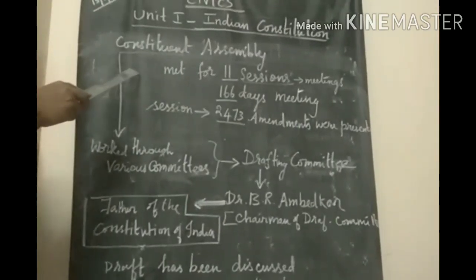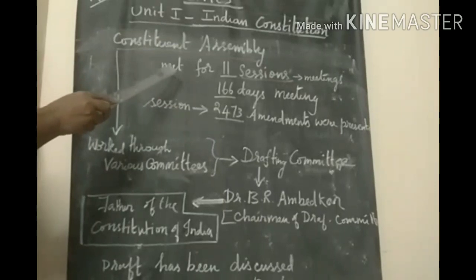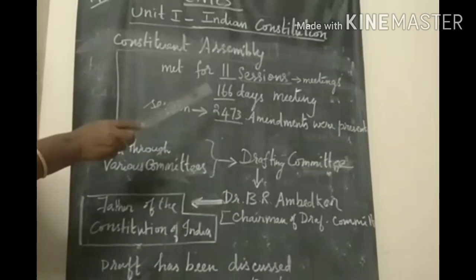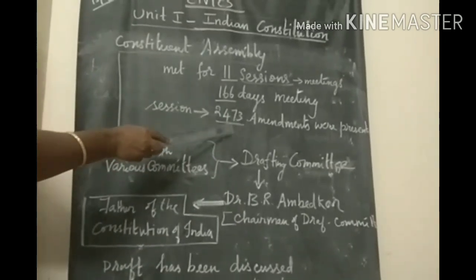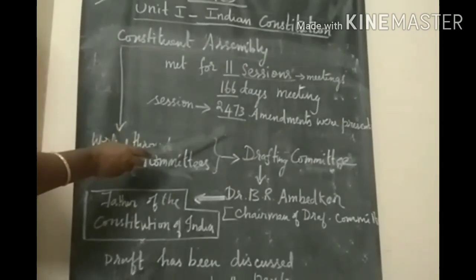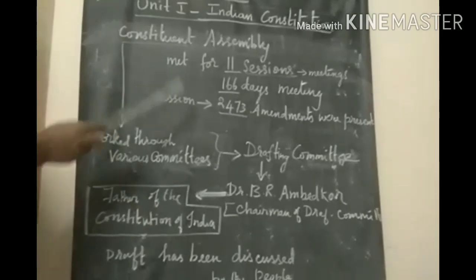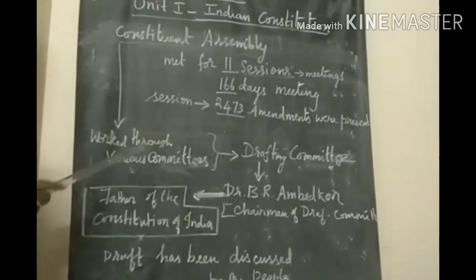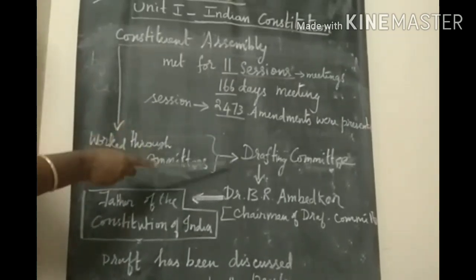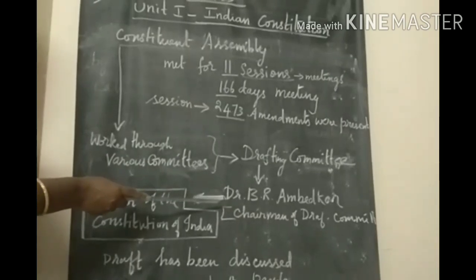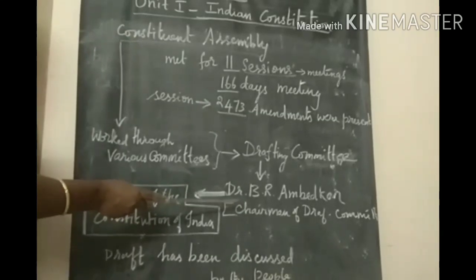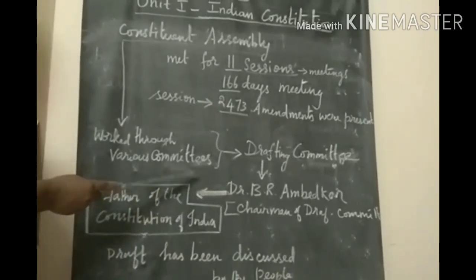The Constituent Assembly met for 11 sessions along with 166 days of meeting. During the sessions, 2,473 amendments were presented. Some of them were accepted, some of them were not accepted. This assembly worked with various committees. One such important committee is the drafting committee. In that drafting committee, the chairperson is Dr. B.R. Ambedkar. So under the chairperson of this drafting committee, our constitution was framed.